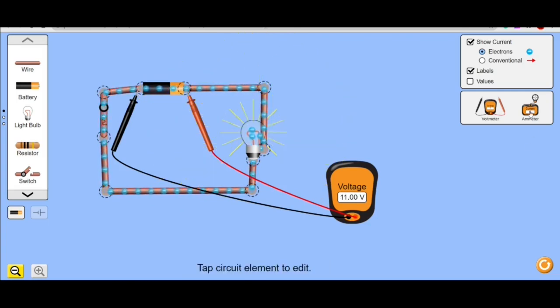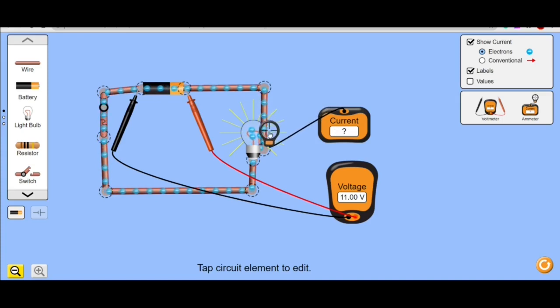Now let's check the current also. So take the ammeter. Ammeter is a device which measures the current in the circuit. So you just need to point it out like that and you will notice that the current at this point is 0.25 ampere. Ampere is the SI unit of current.